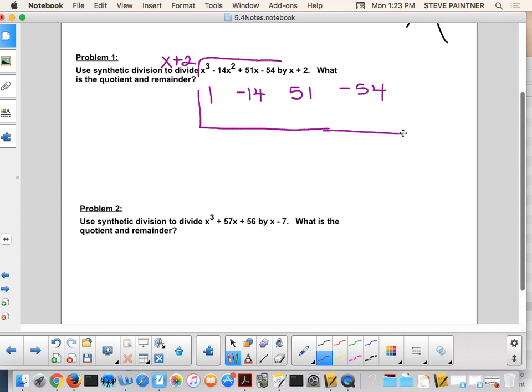This is synthetic. Then on the outside, this is your divisor. What you're dividing by is x plus 2. But what are you going to put here? Put the 0. What would be the 0 of this factor, x plus 2? Negative 2. And students get this wrong because they put a positive 2, because they see a positive 2. Just think of it, put the 0.